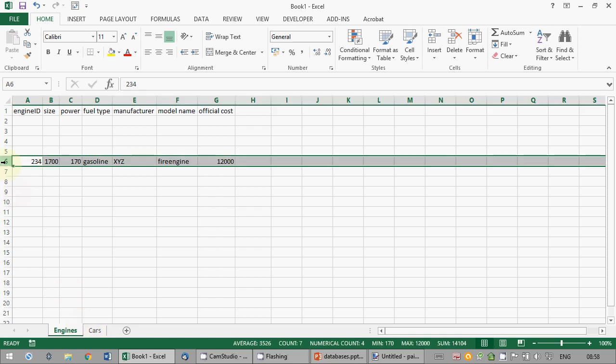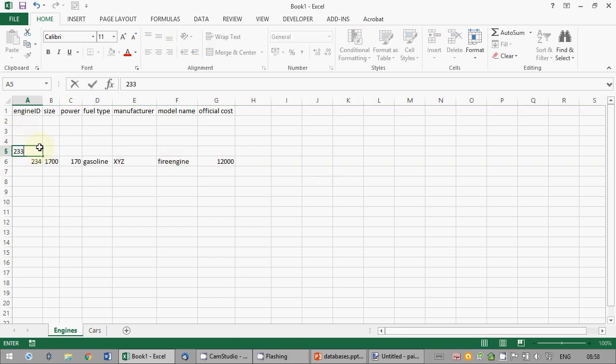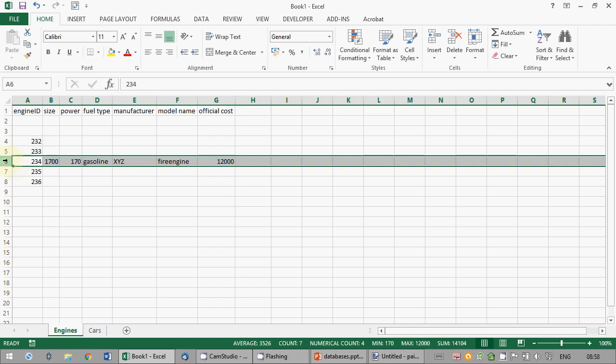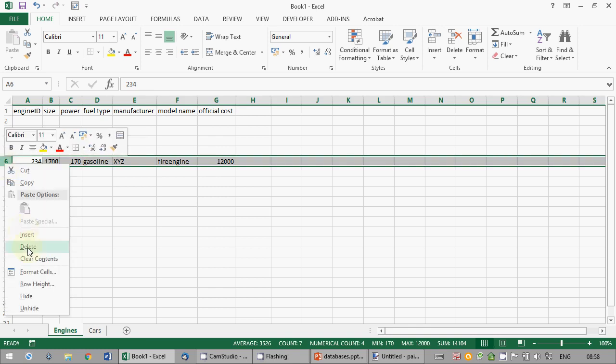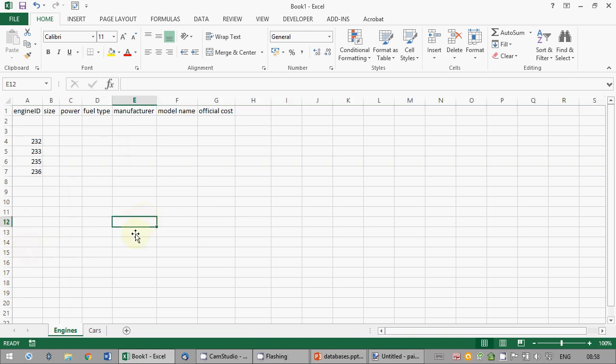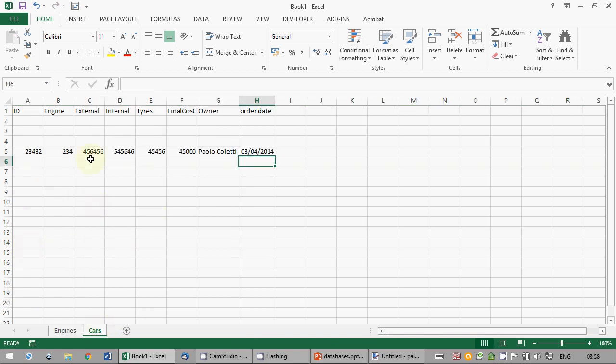Okay. So what do they do? Well, let's suppose they decide to remove it completely. So here we have 233, 235. These are other engines. I don't write all the details. They decide to remove completely this record from the database. Remove. In this way. Delete. Poof.